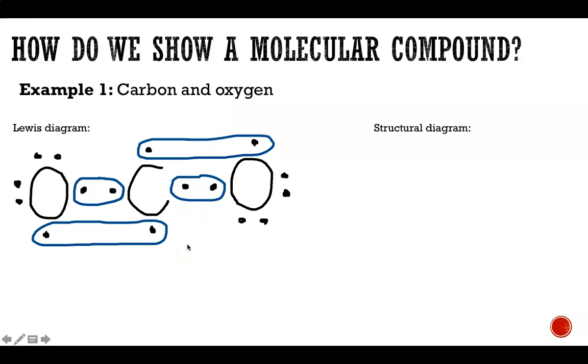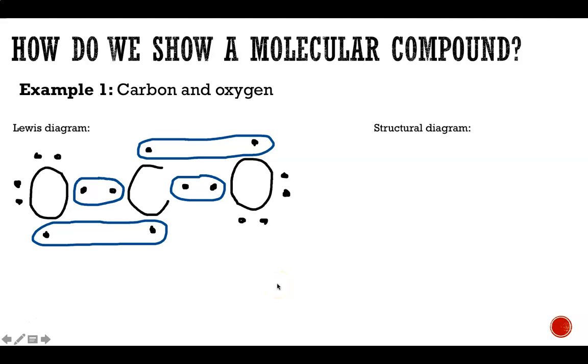So we've created 4 bonds in total, and that's shown by those rings around the electrons. And so that is our finished molecule. So that's the Lewis diagram, and you can see that it's a little bit confusing, it's a little bit messy.